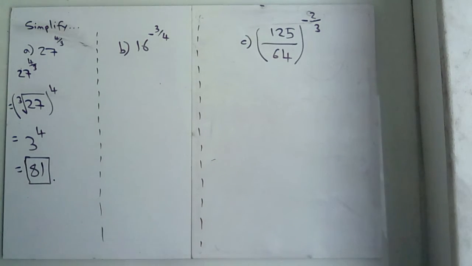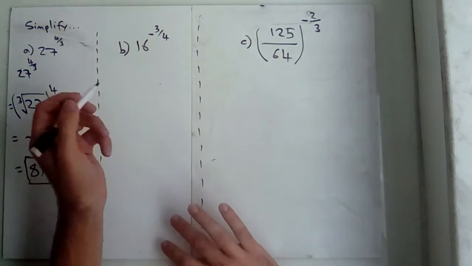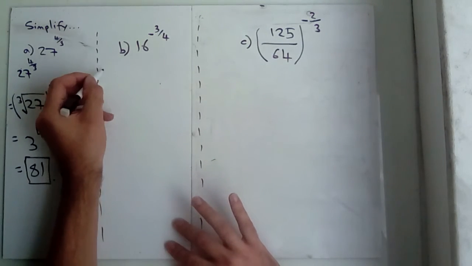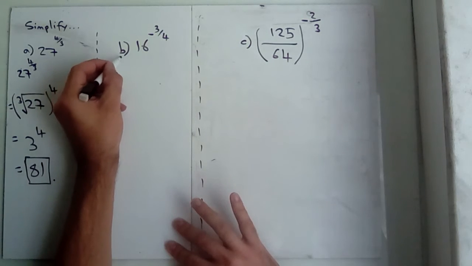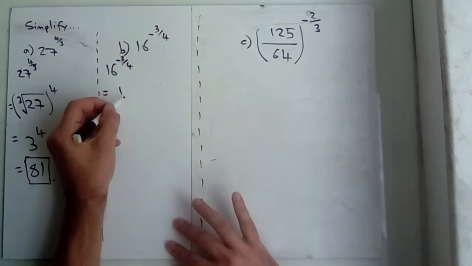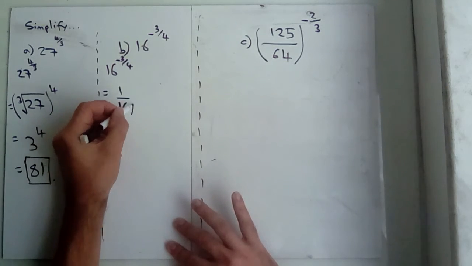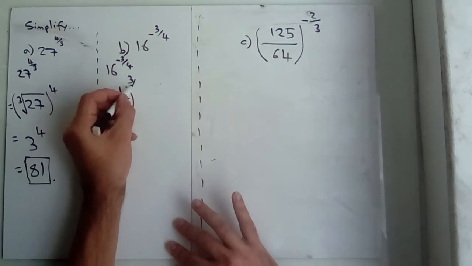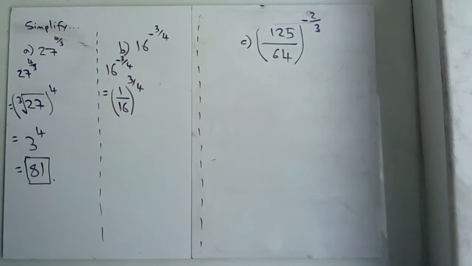Okay, 16 to the power minus 3/4. So you've got three things going on here. You've got a negative power, which means reciprocal. You've got a denominator, which means that root. And then you've got a numerator power as well. So we'll start with the negative bit. So 16 to the minus 3/4 is the same as the reciprocal of 16, which is 1 over 16 to the power 3/4. So that's the negative bit dealt with.